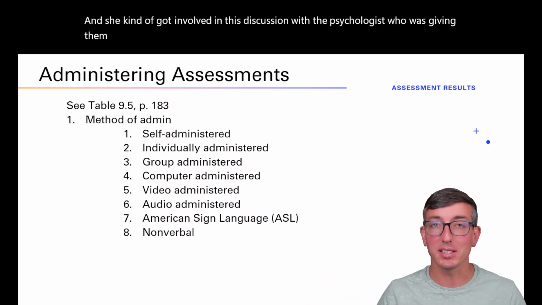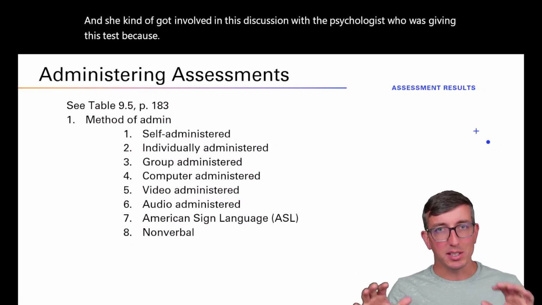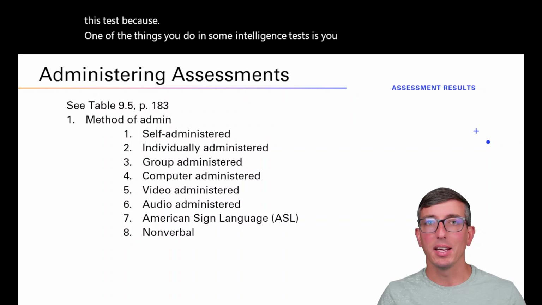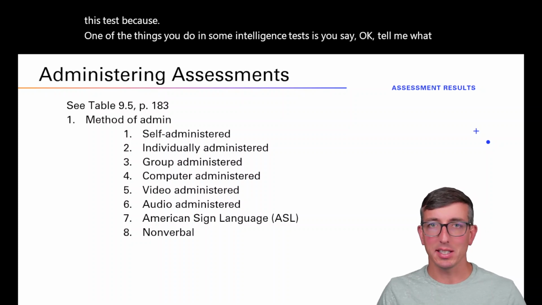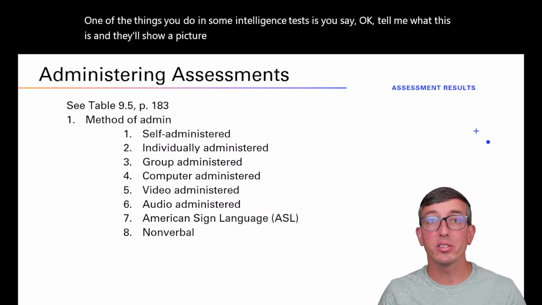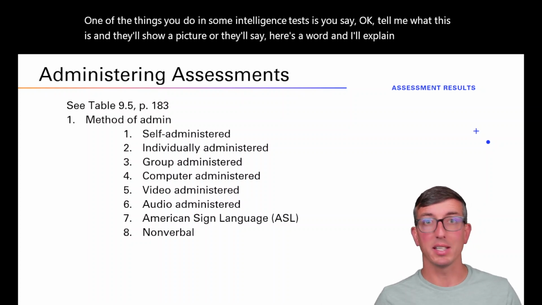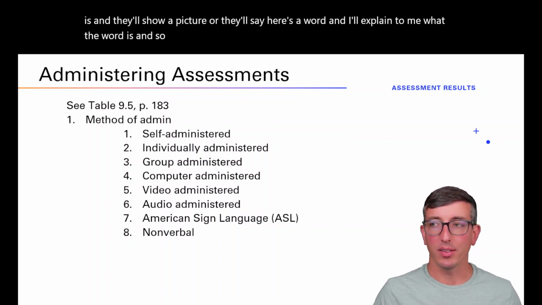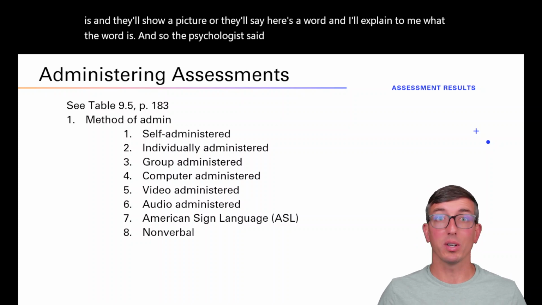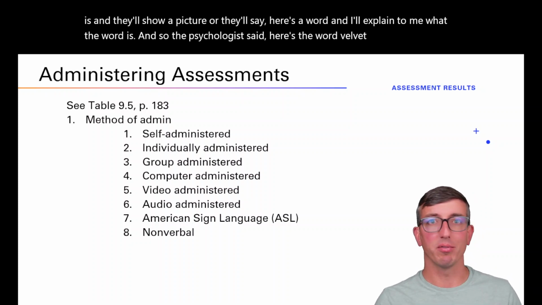giving this test, because one of the things you do in some intelligence tests is you say, okay, tell me what this is, and they'll show a picture, or they'll say, here's a word, now explain to me what the word is. And so the psychologist said, here's the word, velvet. And so she fingerspelled velvet.